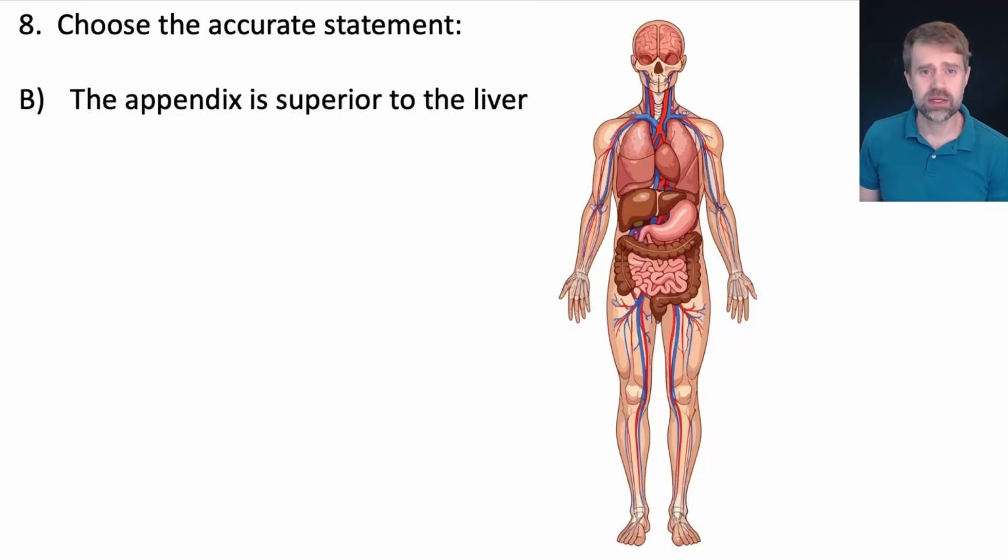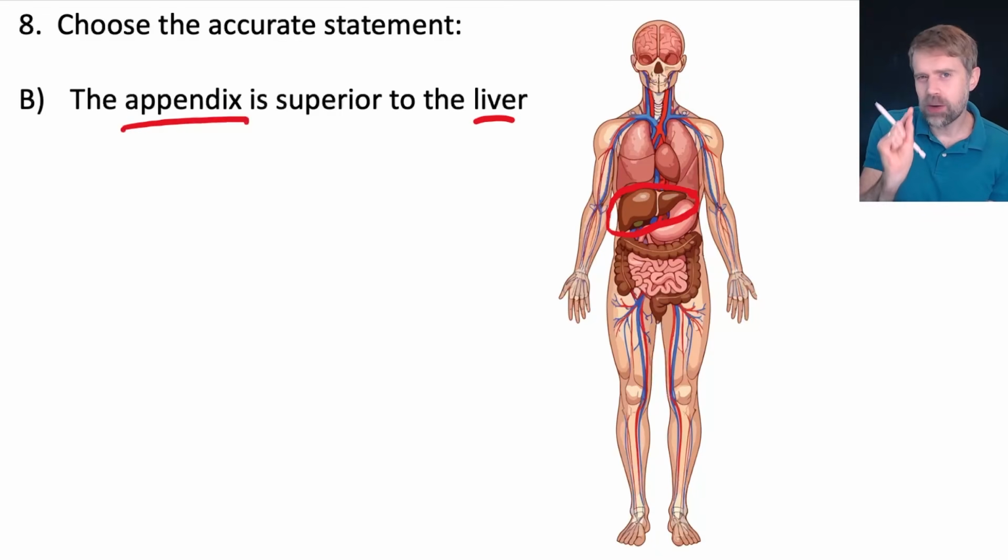The appendix is superior to the liver. Well, you got to know where these things are, okay? First of all, where is the liver? Liver's right here. That's where our liver is. Where's the appendix? The appendix is this tiny little part of the large intestine right there.